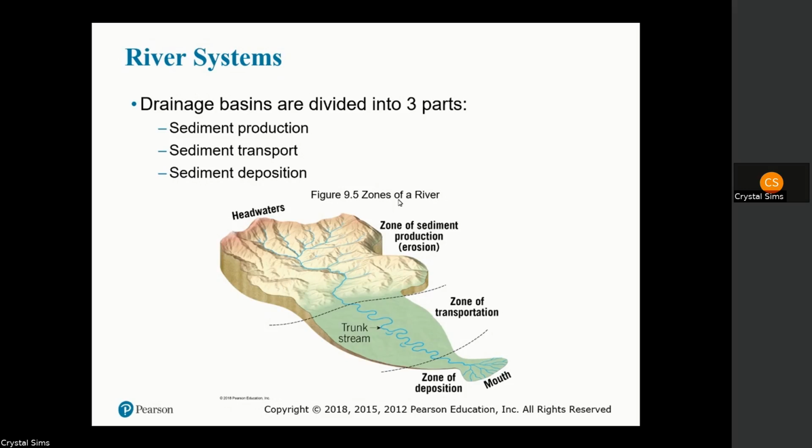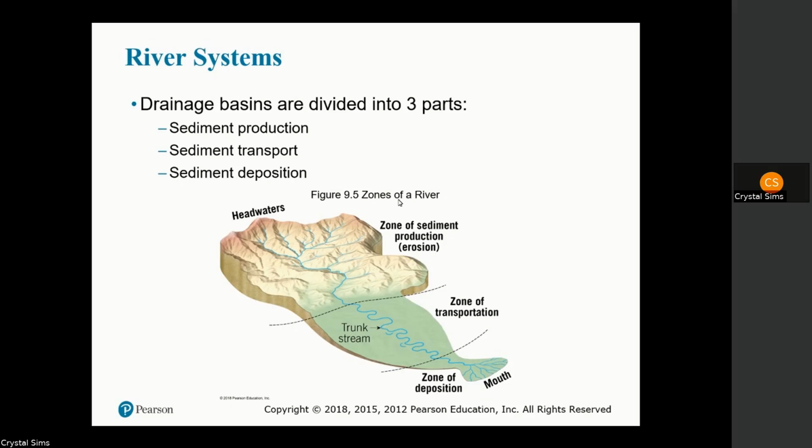So the middle area here is referred to as the zone of sediment transport. And this is basically how all of this sediment is being transported. These are called trunk streams. When the trunk streams are in balance, the amount of sediment eroded from their banks equals the amount that is being deposited elsewhere. So that's why we refer to this middle portion as a zone of transportation, because we're not getting more sediment produced or more sediment deposited. This is just a main location for sediment transport.